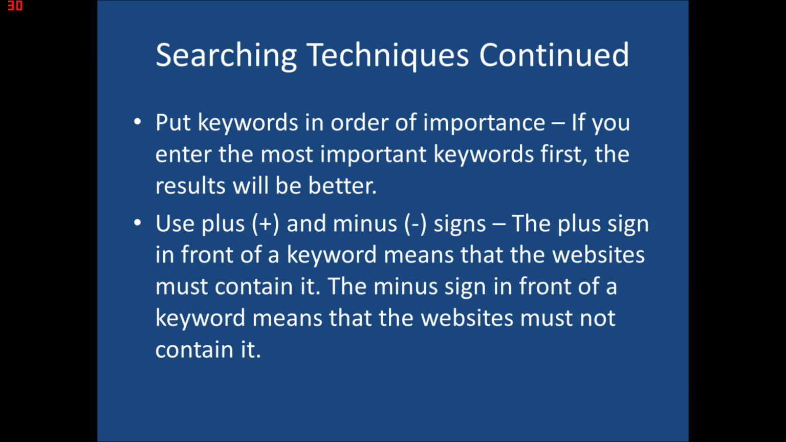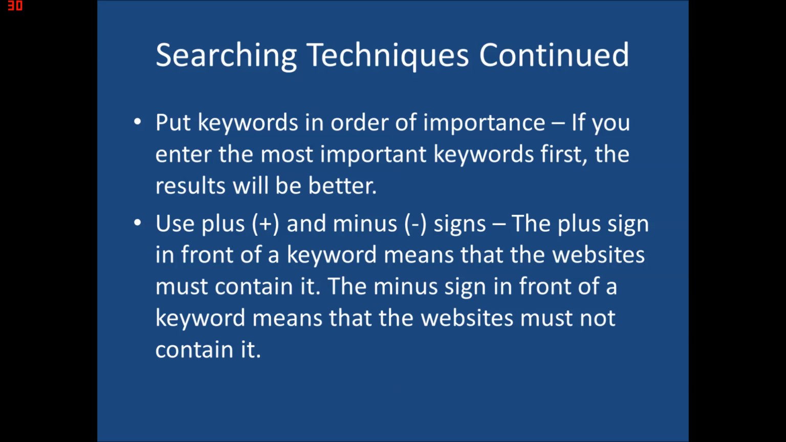Now this is a clever one, and I've used it in an ICT lesson, but I don't really use that on a day-to-day, but I think it's quite good, and that's plus and minus signs. So the plus sign in front of a keyword means that the website must contain it. So you want a PC, but you put plus i7, it must be an i7, then it'll bring up PCs with i7s.